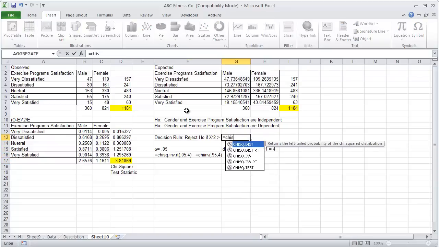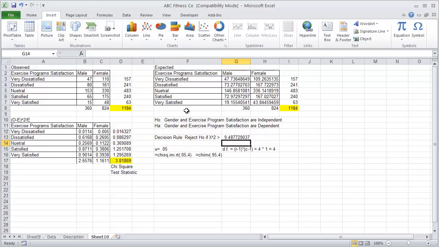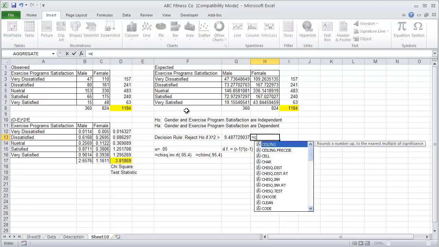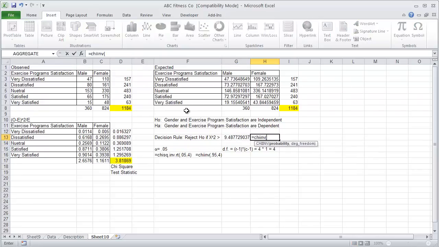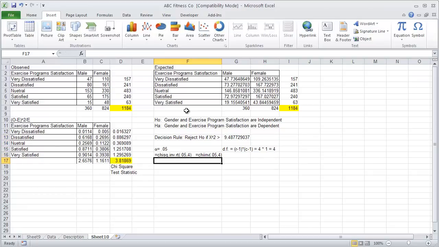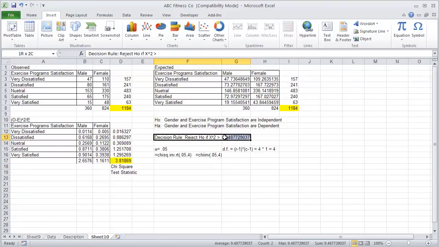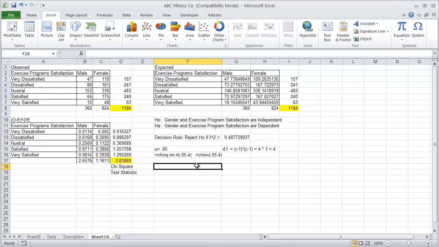So equals chi-square dot inv dot rt, probability 0.05 comma 4. Get 9.48. So if I do one of the older formulas, chi-inv 0.95 comma 4, don't get the same one. So let's do 0.05. I get the same value there. So the formula in the older version is that one right there. So next, if our test statistic is found to be above 9.48, we're going to reject H sub O.